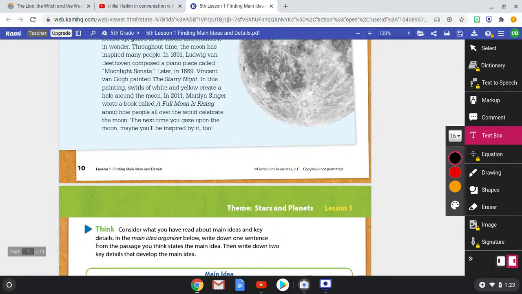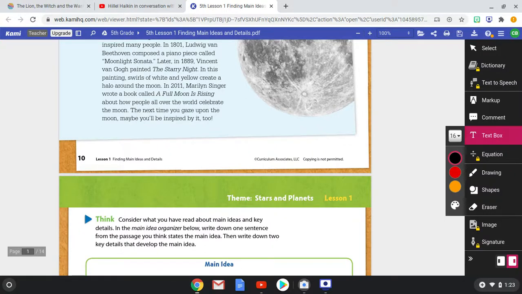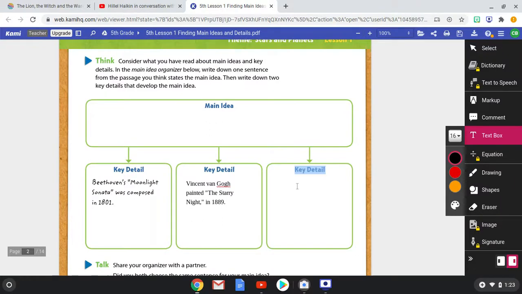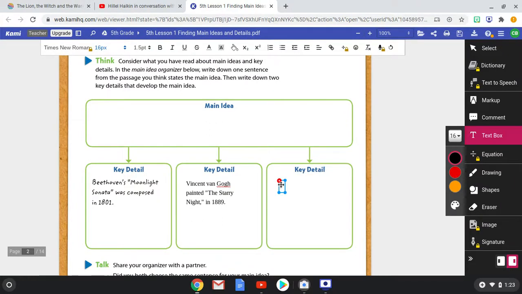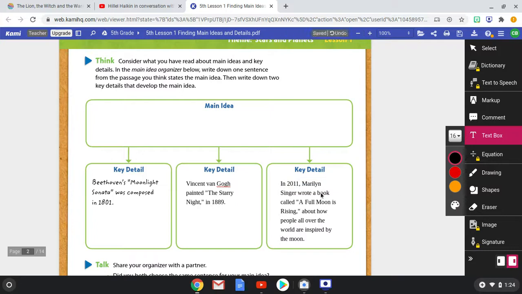All right, my next sentence says, in 2011, Marilyn Singer wrote a book called A Full Moon is Rising about how people all over the world celebrate the moon. That's going to be my third key detail. All right, let's expand this. In 2011, Marilyn Singer wrote a book called A Full Moon is Rising about how people all over the world are inspired by the moon. Okay, so these three are my key details.